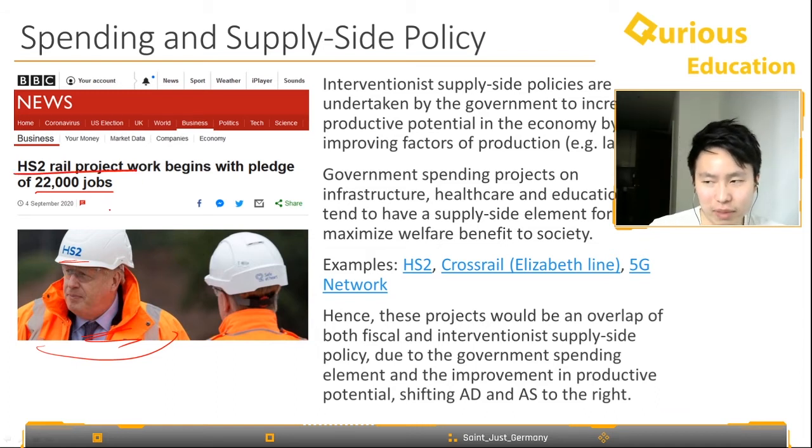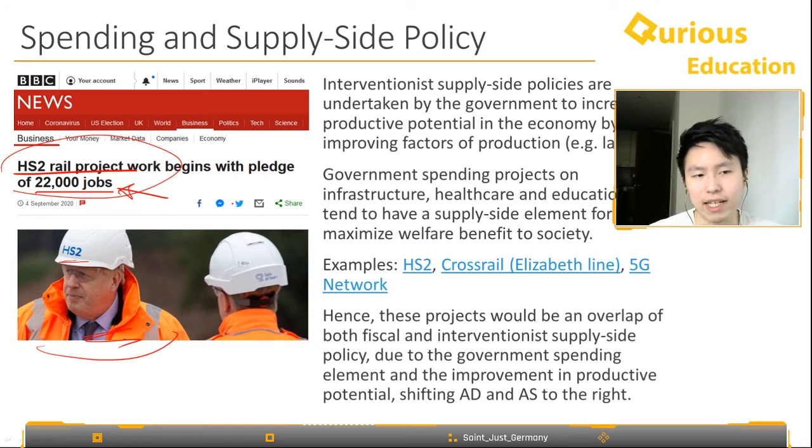Supposedly, HS2 would be able to create more jobs, and of course that's good for the economy, because the government spending on HS2 would help employ more people, then they would have more income and they would spend more money on goods and services, then this would increase AD in the economy, which would lead to economic growth.